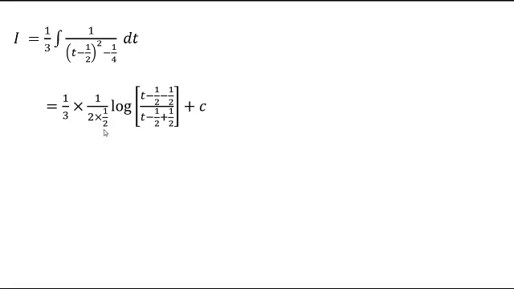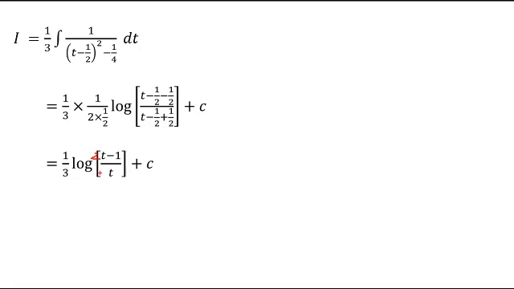1/2a, I am reading the formula: log of (x minus a) upon (x plus a). Here a squared is 1/4, so a is equal to 1/2. Substitute that here and simplify. Multiply numerator and denominator by 2. That 2 should come here, but this is again a misprint. This 2 should come with t.